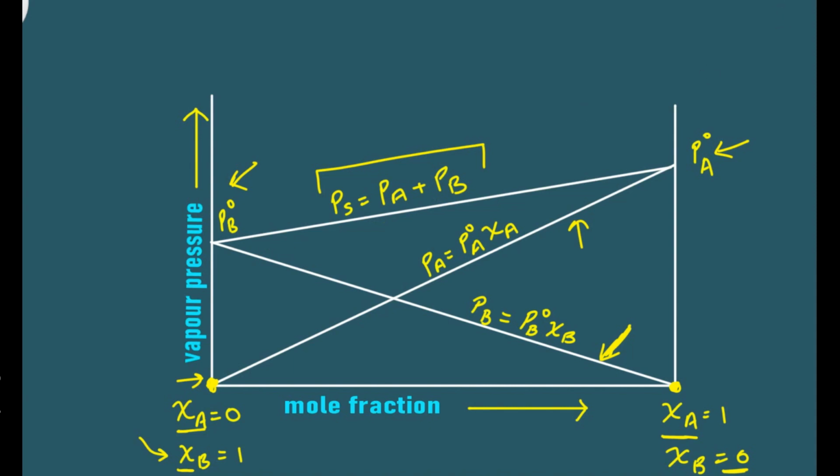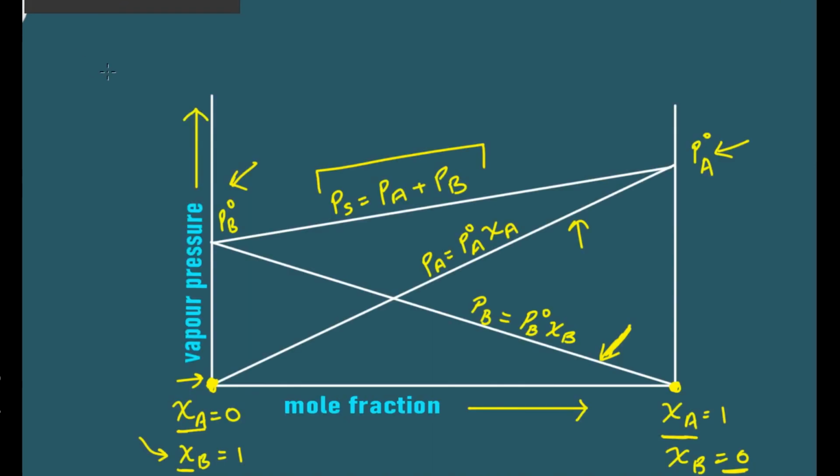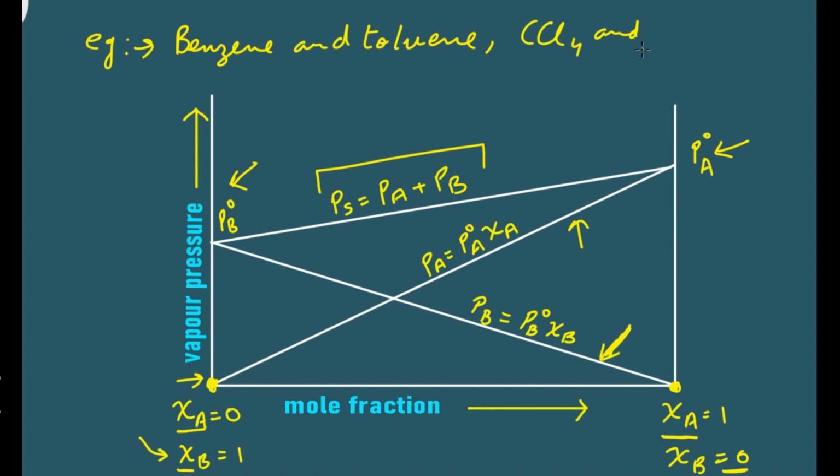This will be it for today's video. But before we end the video, I shall give you some examples of solutions which behave like an ideal solution. Examples that you can relate with ideal solutions are benzene and toluene, CCl4, carbon tetrachloride, and SiCl4. These behave like an ideal solution.